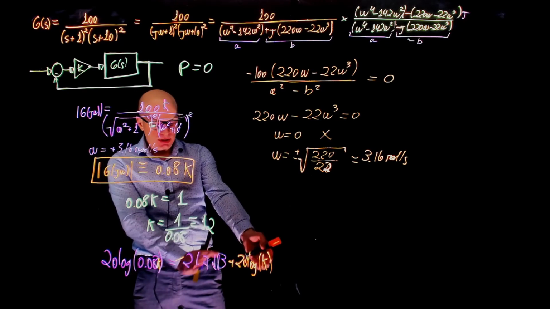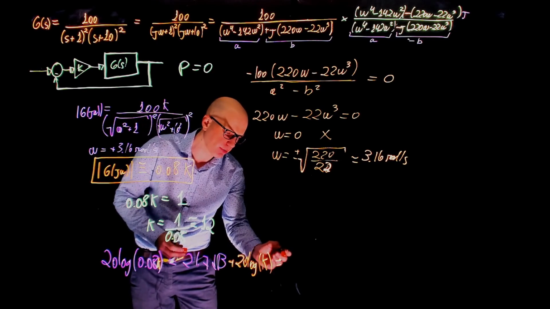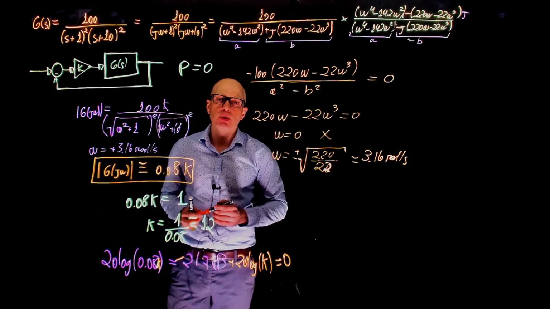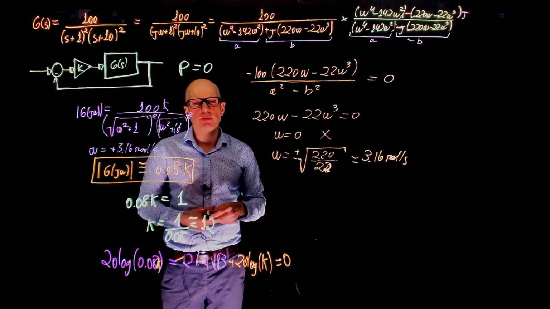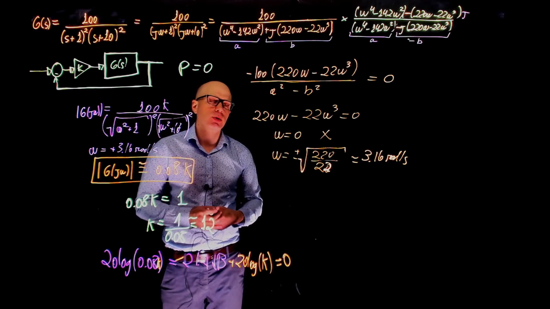If you want this to be 0, what is the value of K? 12. And then this becomes 0, the Bode plot shifts upwards, touches 0 dB exactly when the phase is negative 180 degrees. The system is marginally stable, past that it becomes closed loop unstable.